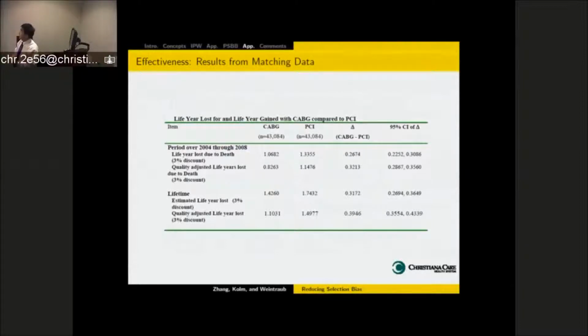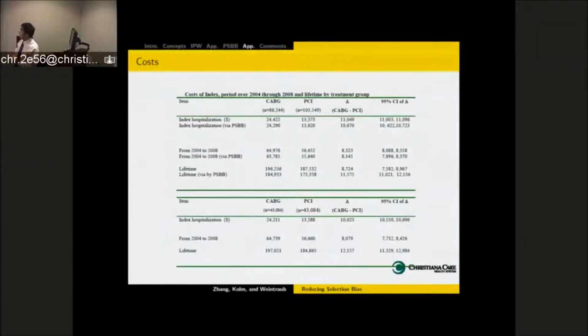And this is for the life year lost. And this is for the cost. We can compare the results from IPW, propensity score reinforcement machine, and then for the matched data set. We can see the results are comparable. And I would like to say the results for CABG and the PCI are comparatively smaller than for the data set for matched.